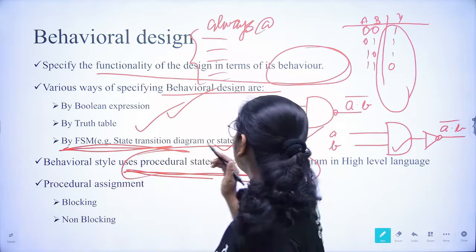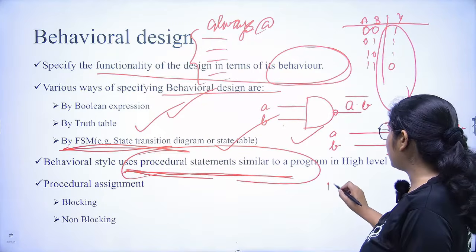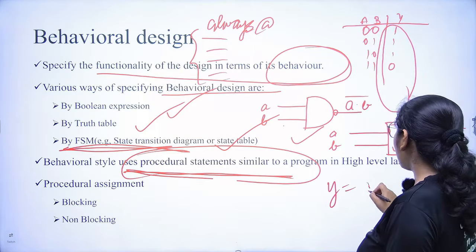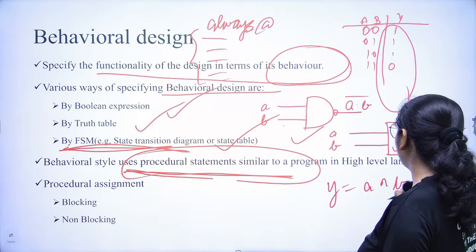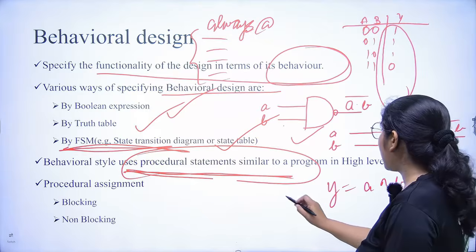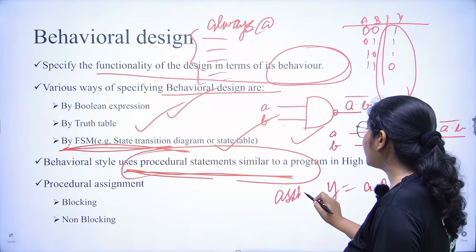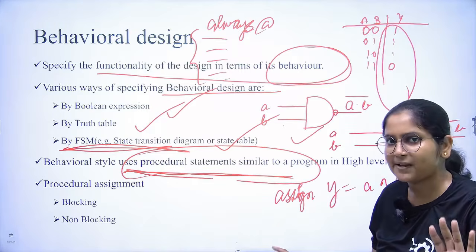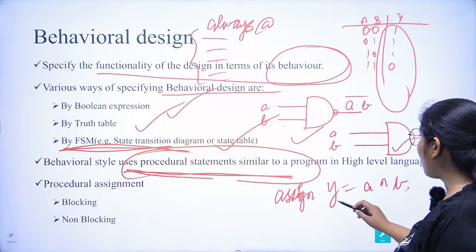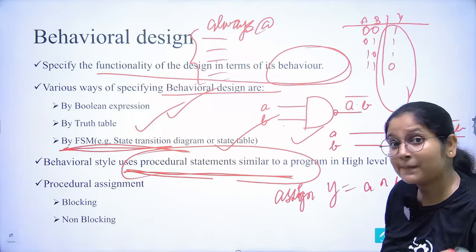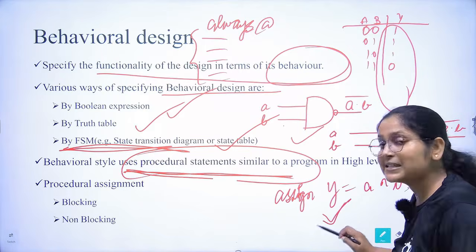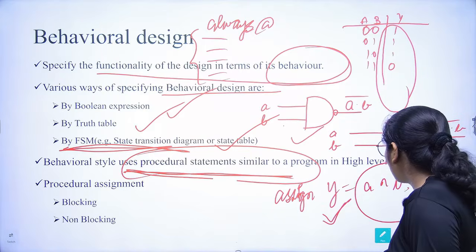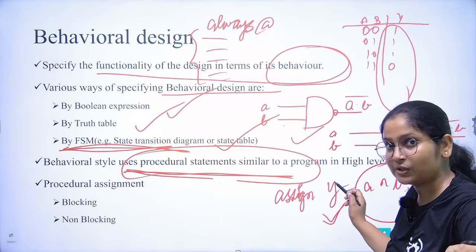So suppose I am writing y is equal to A XOR B, just for an example, with the assign keyword. Here I am taking data flow modeling, so I am using this assign keyword. Suppose I am writing y is equal to A XOR B. What does that mean? This y is continuously driven by the output of this XOR operation, right?